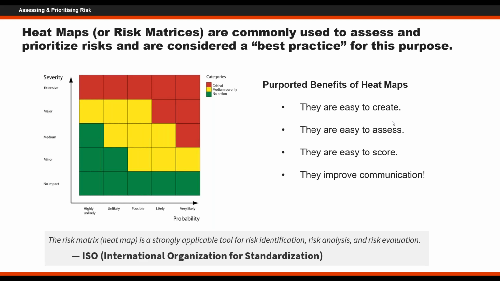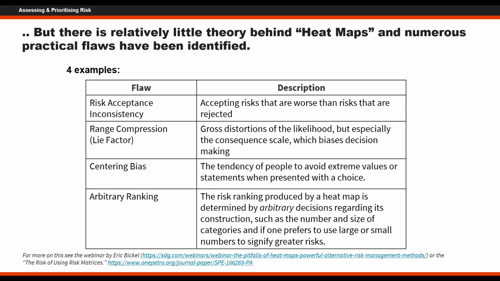That ordinal scale can either be, as we've shown it here on this picture, where you use verbal descriptions, which could range on the probability side from highly unlikely to very likely, or it could simply be a scale of, say, 1 to 5 or 5 to 1, depending on which way you run the scales. And that's very commonly how this stuff is done. They certainly are easy to score in that respect, or they seem to be easy to score, and they improve communication.